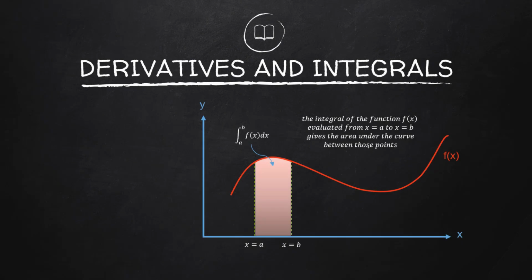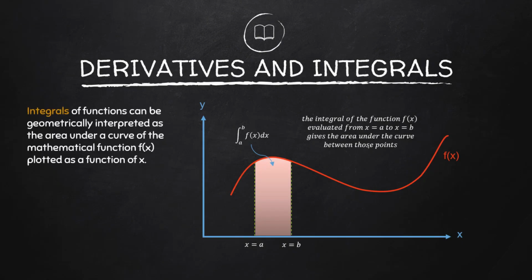Next would be the integrals of functions. Integrals of functions can be geometrically interpreted as the area under a curve of the mathematical function f of x plotted as a function of x. So the same curve, if you are looking for the area bounded by the curve, the x-axis, and the boundary conditions x is equal to a and x is equal to b, we can look for the area using the integral of the function of x multiplied by the differential of x from a to b. So you know that, that is integral calculus.